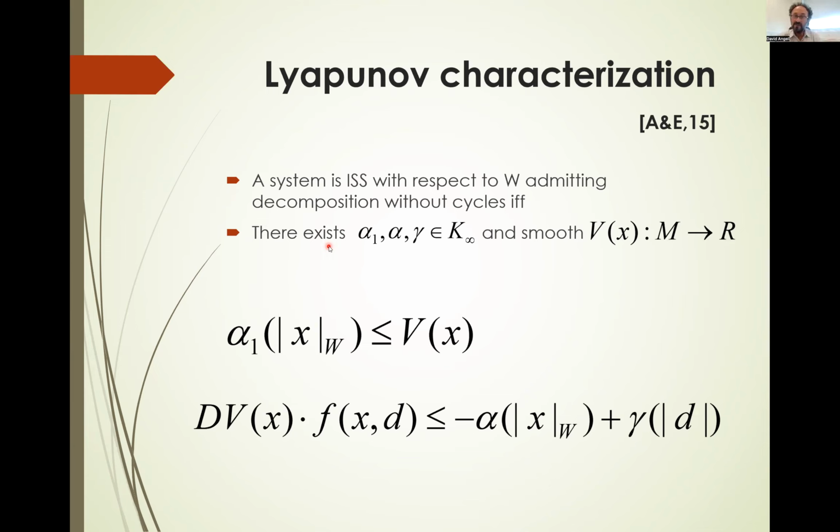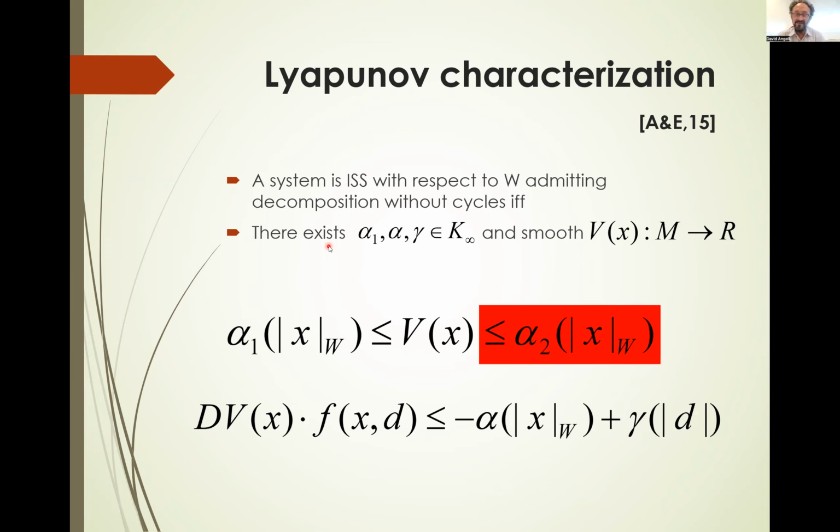V of x is lower bounded by a K-infinity function of the distance to the set W, and V dot, essentially the derivative along the solution of the system, is less than or equal to minus a K-infinity function of the distance to W plus, again, gamma of the disturbance D being applied. So this result, as you can see, is really in the same spirit of classical input to state stability. The only difference being that a K-infinity function has disappeared.